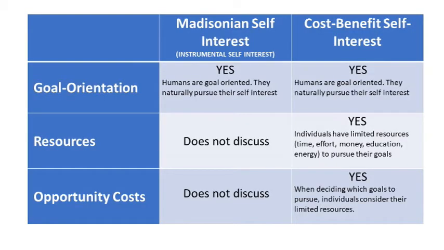At this point, I want to introduce a competing conception of self-interest: cost-benefit self-interest. Cost-benefit self-interest is a challenge to Madison's instrumental conception of self-interest. The cost-benefit conception introduces two important considerations that are not present in Madison's conception. First, the concept of limited resources.